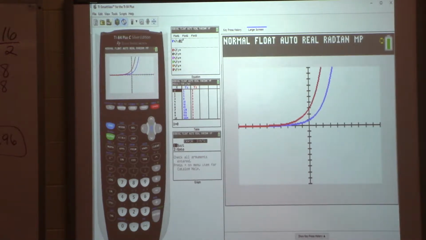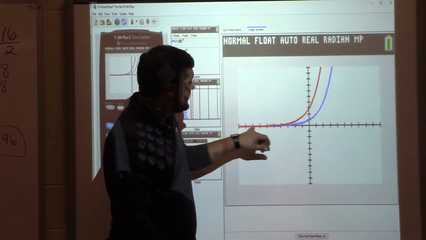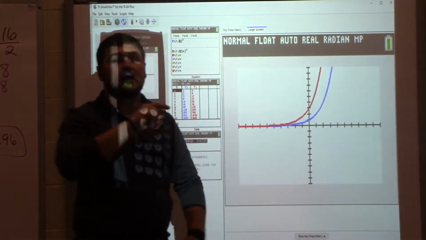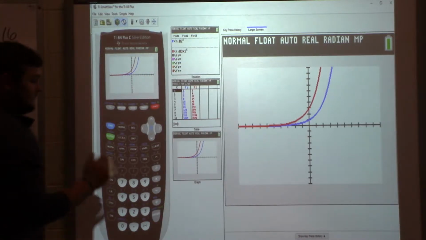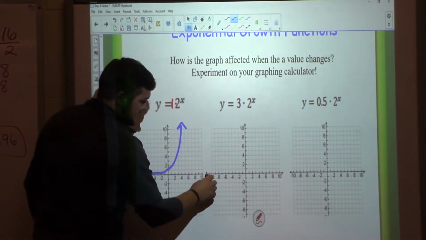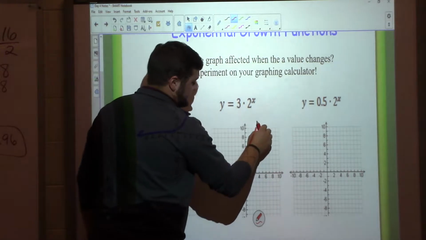What do you notice? It goes to the third one on the y. It crosses the y-axis at 3. It's going up quicker, right? So if I make bigger numbers, it's going to go up quicker. It's going to cross that y-axis at a different point. So if I go to draw it, same thing. I cross at 3 and it goes up.